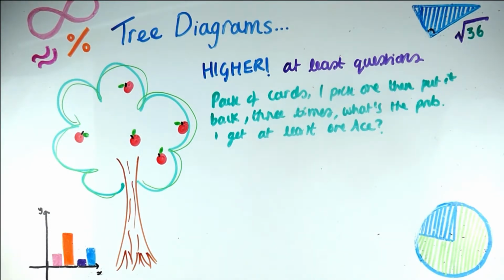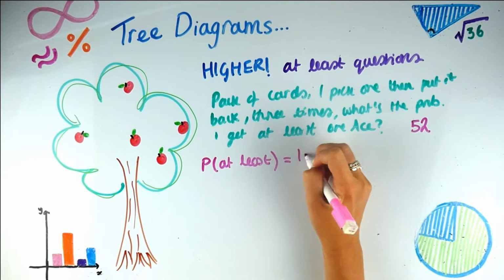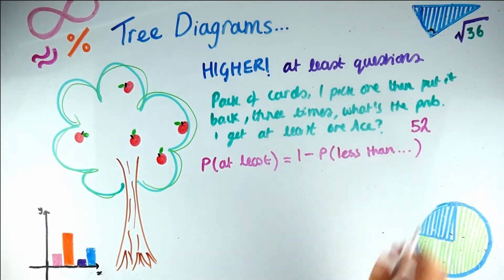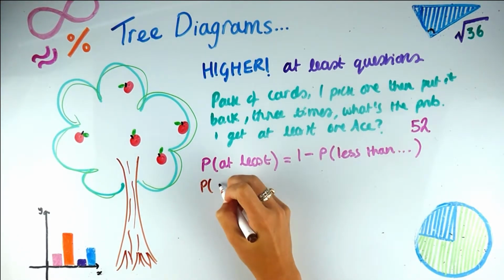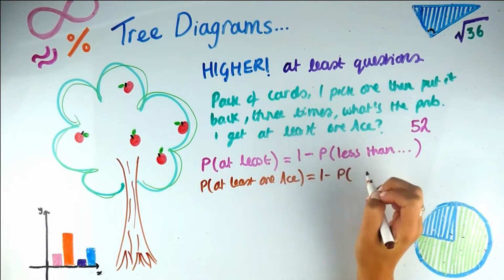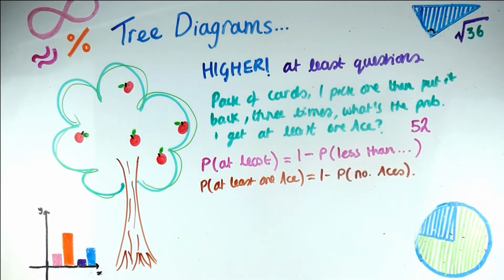So first of all, how many cards are there in a pack? There are 52. If you can't remember that, just do 13 times 4 because you know there's 13 of each suit. Anyway, so the way you do probability of at least questions is you say that is the same as 1 minus the probability of less than that happening. So that sounds confusing. Let's put it into this example. I want the probability of at least 1 ace. So that is equivalent to 1 minus the probability of what would be less than getting 1 ace, which would be no aces.